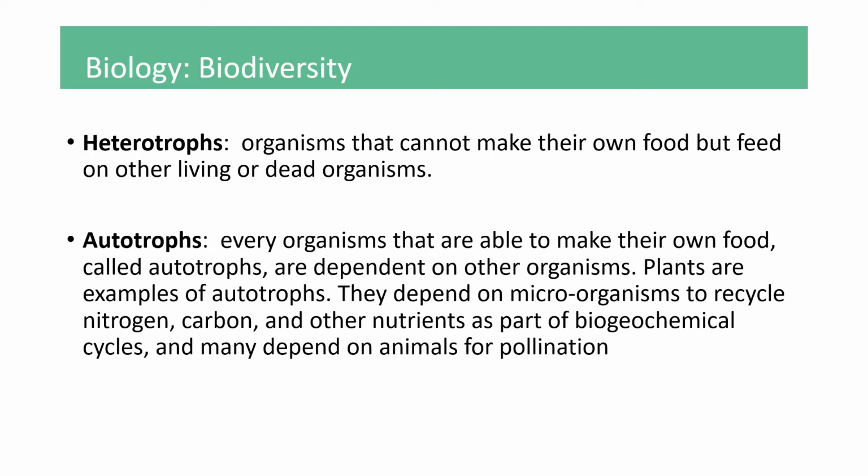Heterotrophs are organisms that cannot make their own food but feed on other living or dead organisms. An autotroph is an organism that is able to make its own food. Plants are called autotrophs. They depend on microorganisms to recycle nitrogen, carbon, and other nutrients as part of the biogeochemical cycles, and many depend on animals for pollination.